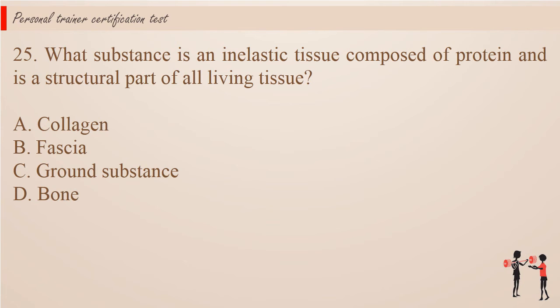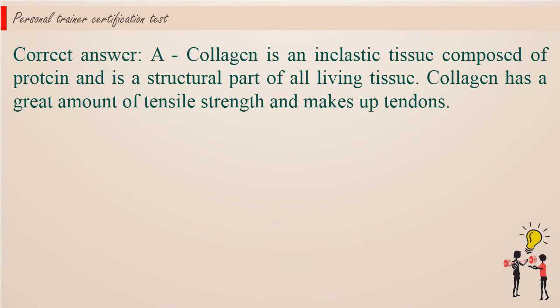Question 25. What substance is an inelastic tissue composed of protein and is a structural part of all living tissue? A. Collagen. B. Fascia. C. Ground substance. D. Bone. Correct answer, A. Collagen is an inelastic tissue composed of protein and is a structural part of all living tissue. Collagen has a great amount of tensile strength and makes up tendons.